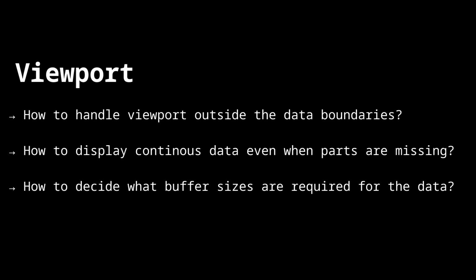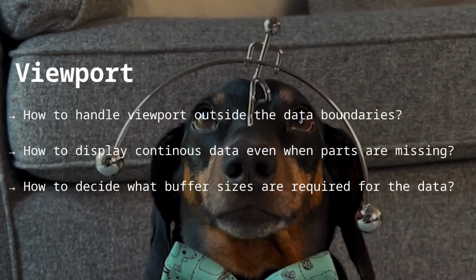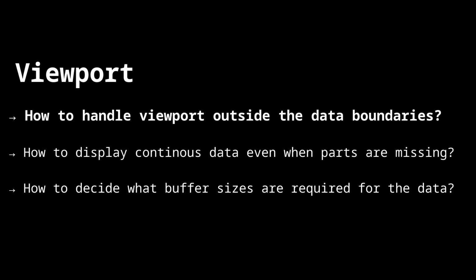For those of you who don't know, voxel bricks are basically matrices of voxels in my library. There are some interesting questions popping up here. Spoiler alert, the bottom line will be more often than not balance. What do you do if the viewport is outside of the data boundaries?